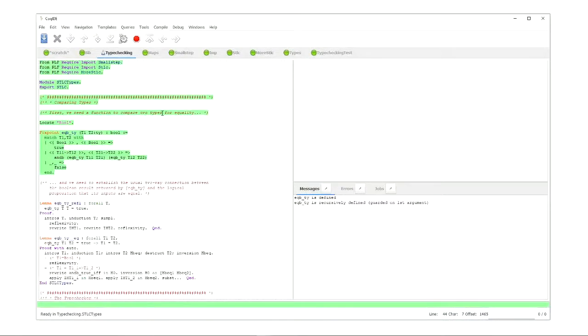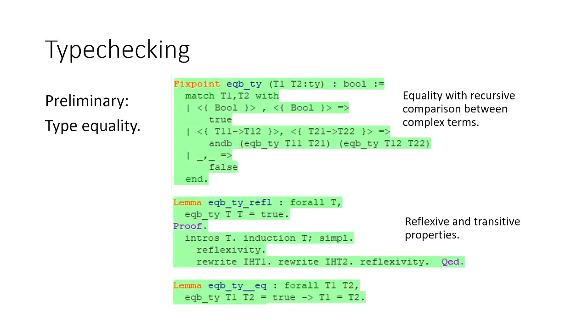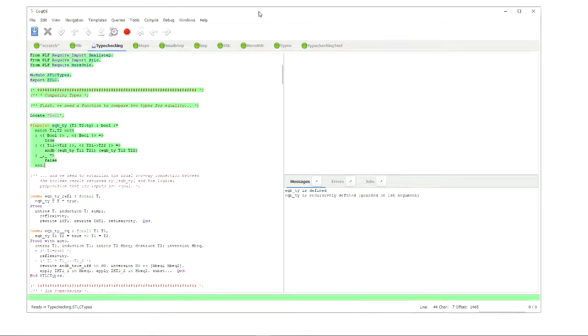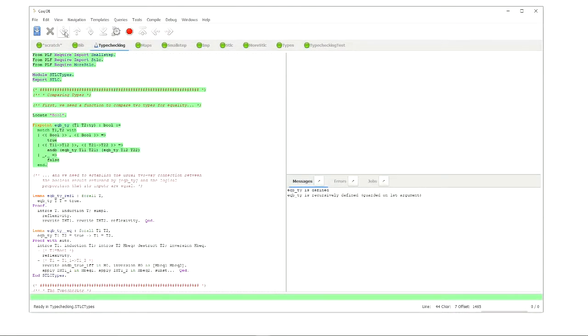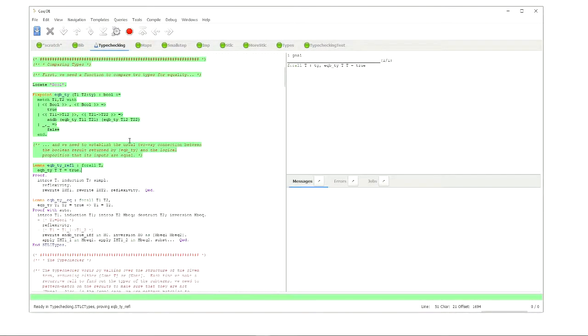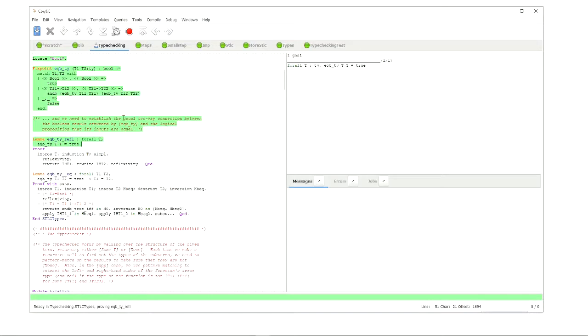Now we can determine if this is in fact equality by determining if it is transitive and reflexive, as you can see here. So this is also done in the proof solver. So this is the proof for the fact that this relation is reflexive.